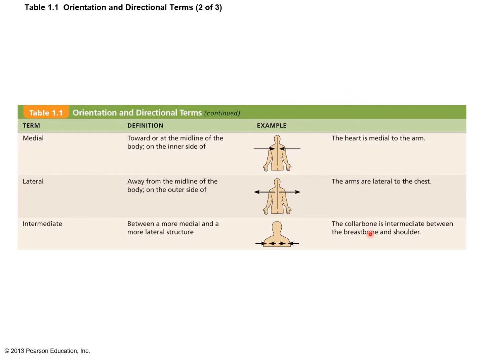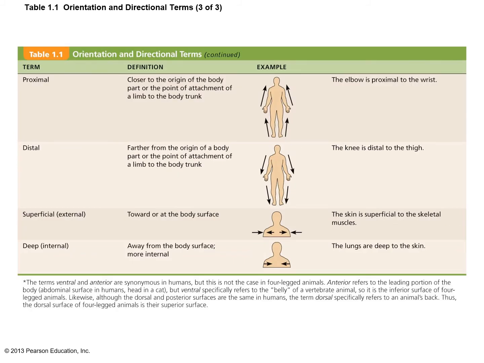If something is in between, we use the term intermediate. Inter means in between. So if you say your collarbone is what to your breastbone and your shoulder, your collarbone is in between the two, right? How do you say in between? We say intermediate. Your elbow is what to your wrist? Your elbow is closer to the point of origin of your arm, so your elbow is definitely proximal compared to your wrist.